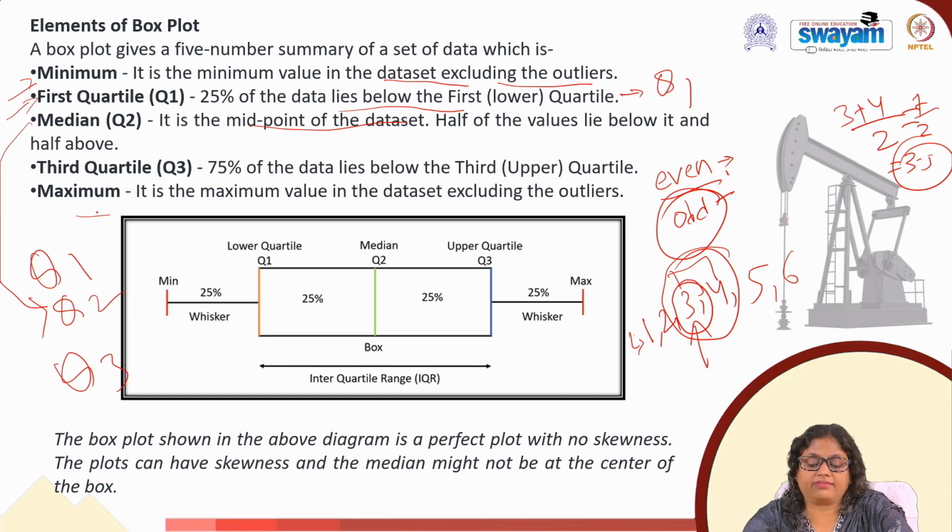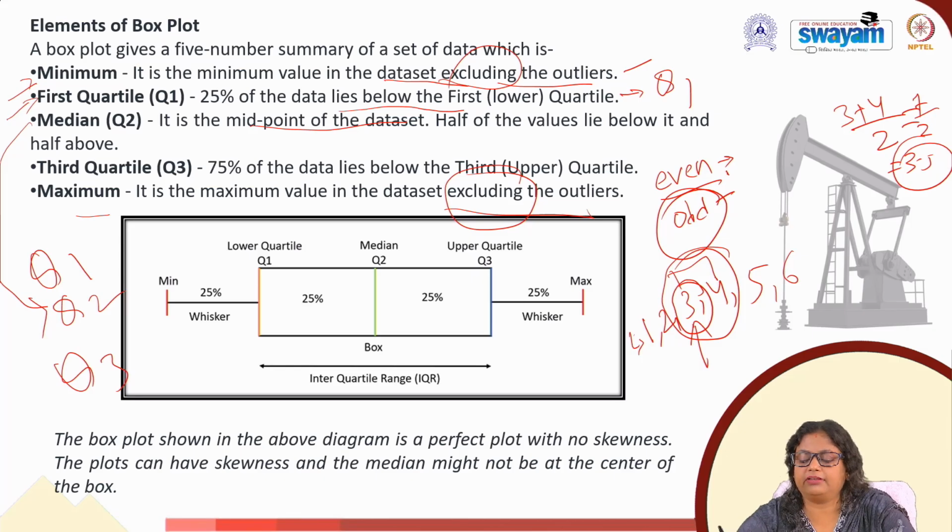Then there is the maximum. It is the maximum value in the data set excluding the outlier. And the minimum is the minimum value in the data set excluding the outlier. So for the minimum and maximum calculation, we are not considering the outlier. It is excluded in both places.